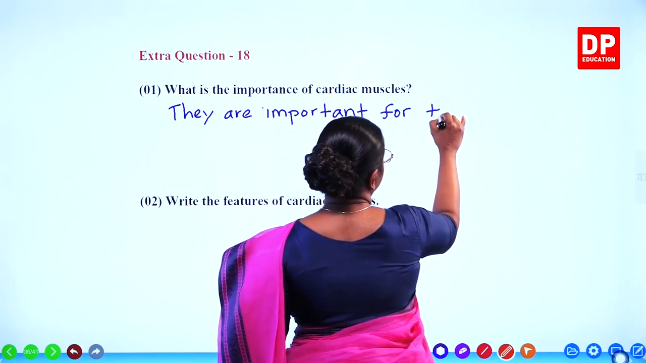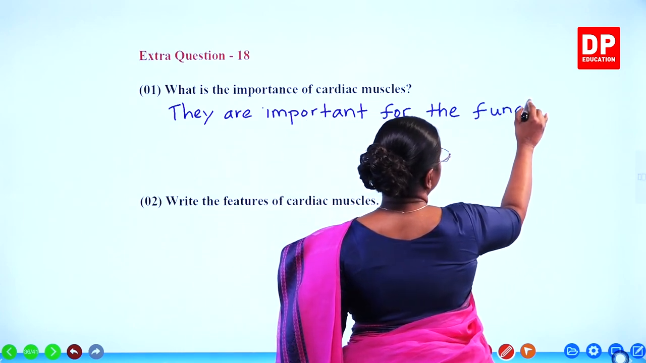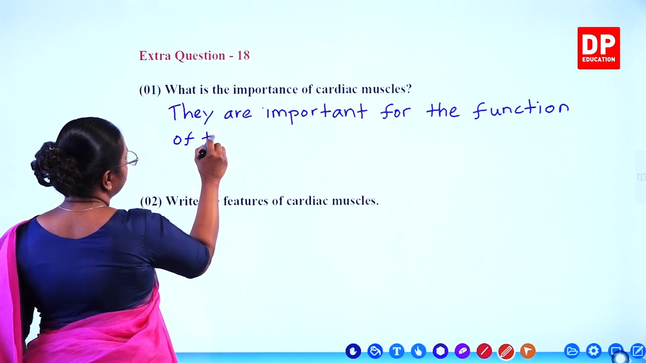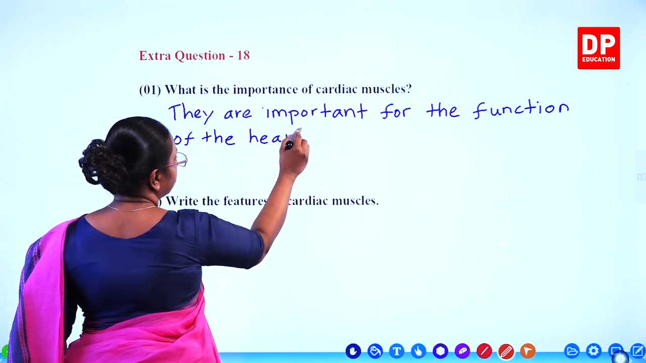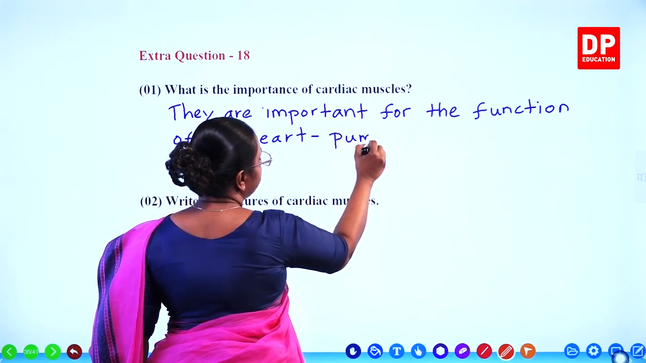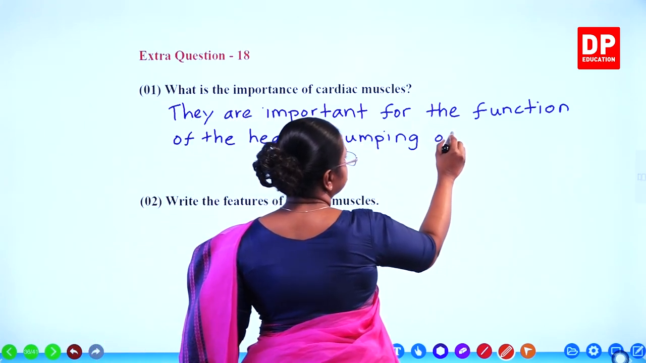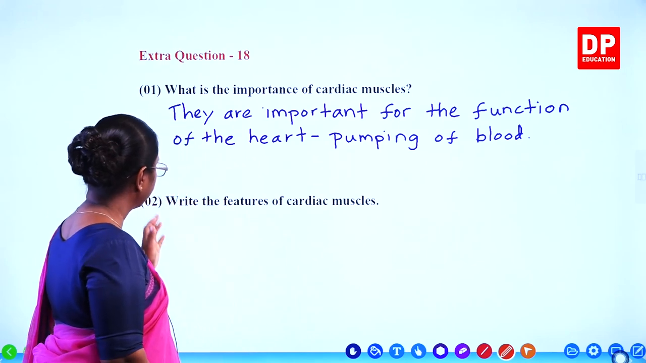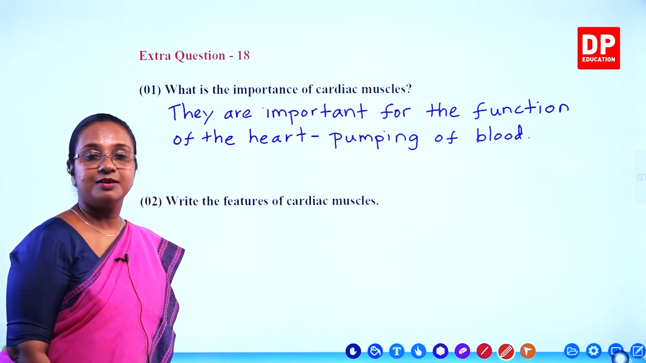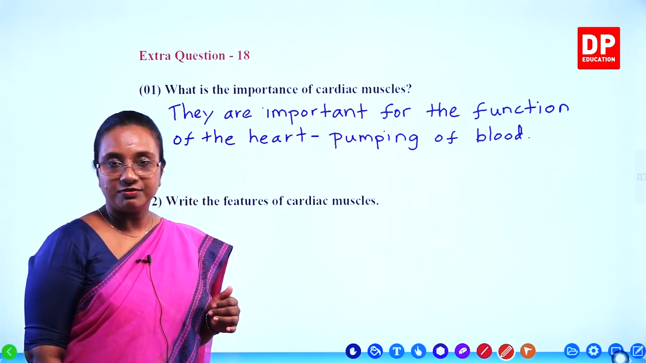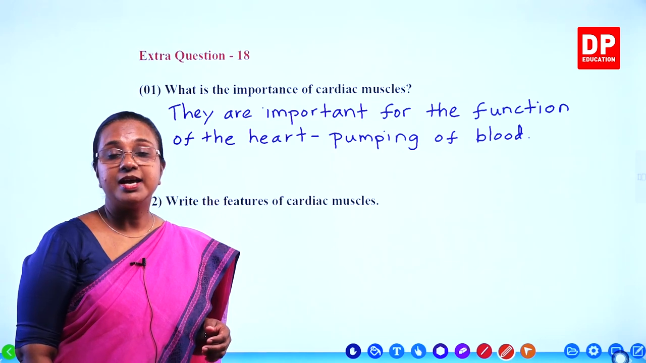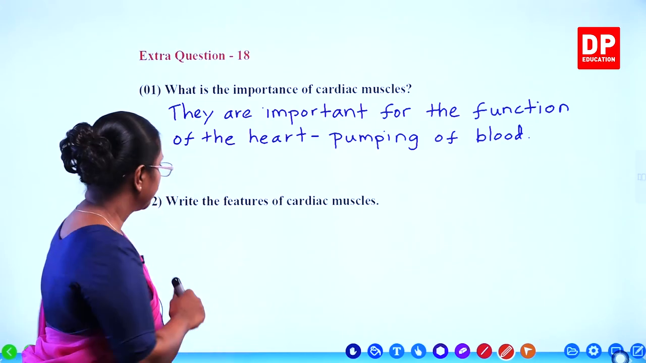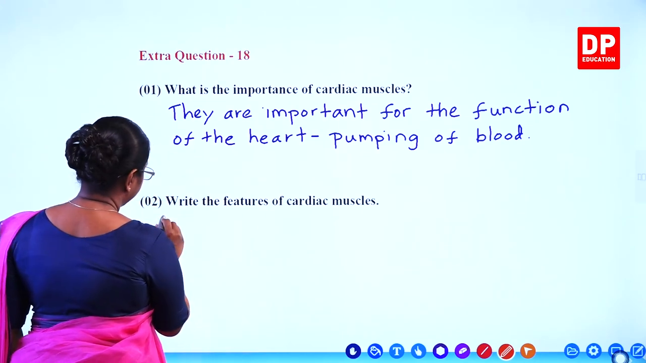for the function of the heart, that is pumping of blood. Next question. Write the features of cardiac muscles. You all know the features of cardiac muscles. They are made up of fibers. Fibers are cylindrical, branched, and short. So here, that is one feature.